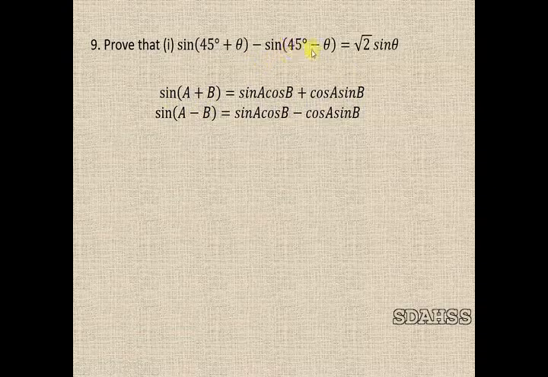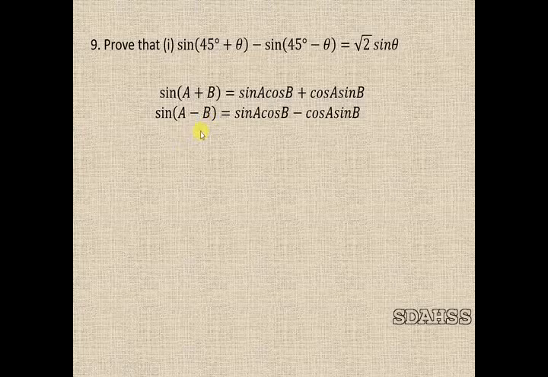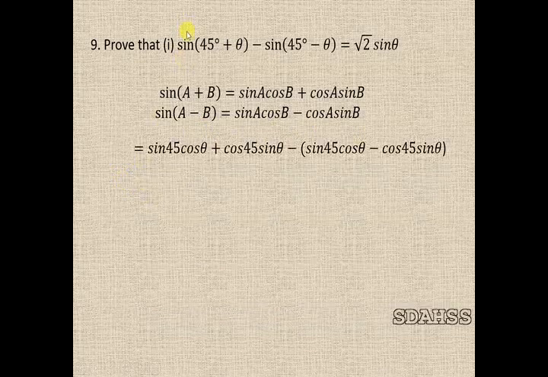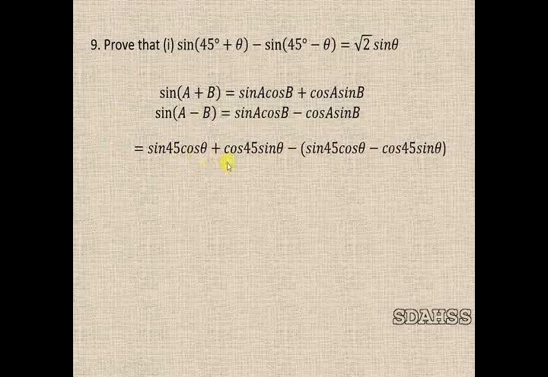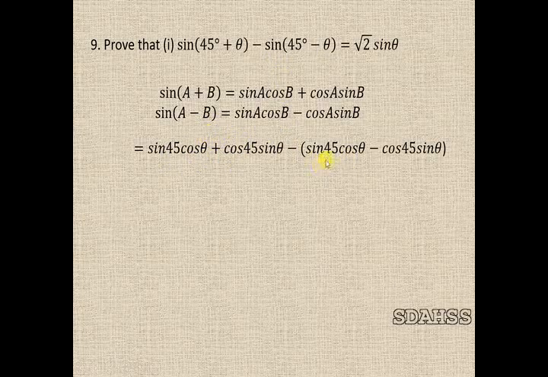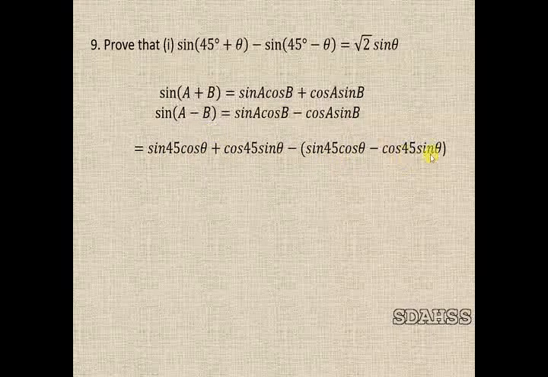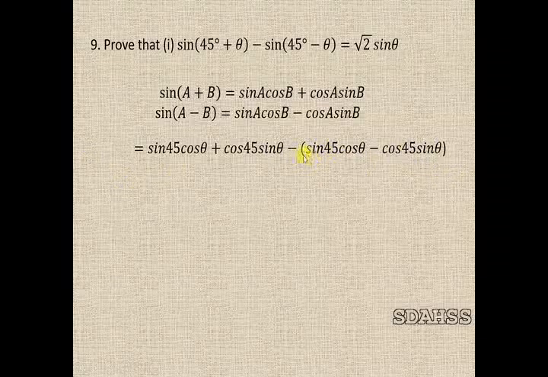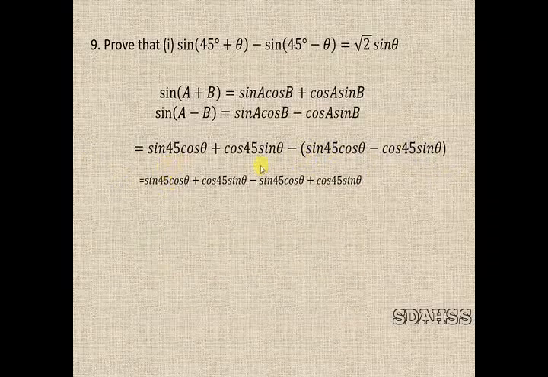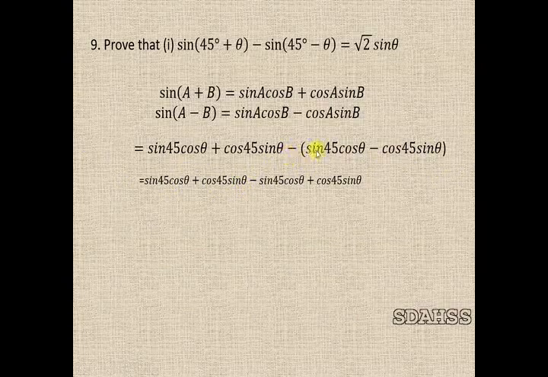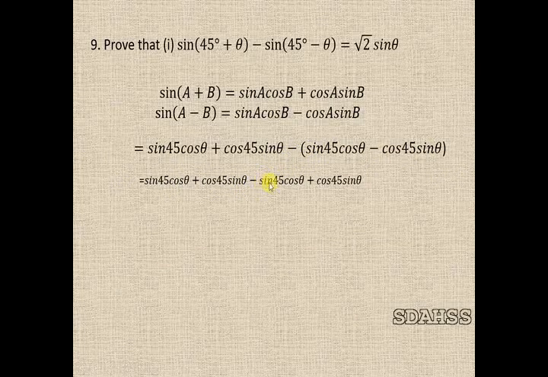Then sin(45° − θ). Sin(45° − θ) is in the form of sin(A − B). The expansion of sin(A − B) is sin A cos B − cos A sin B. Then sin(45° + θ) can be written as sin 45 cos θ + cos 45 sin θ, minus sin(45° − θ) which can be written as sin 45 cos θ − cos 45 sin θ. Multiply the minus sign inside the bracket. So keep the first two terms as it is, multiply the minus sign inside the bracket. So you have minus sin 45 cos θ plus cos 45 sin θ.